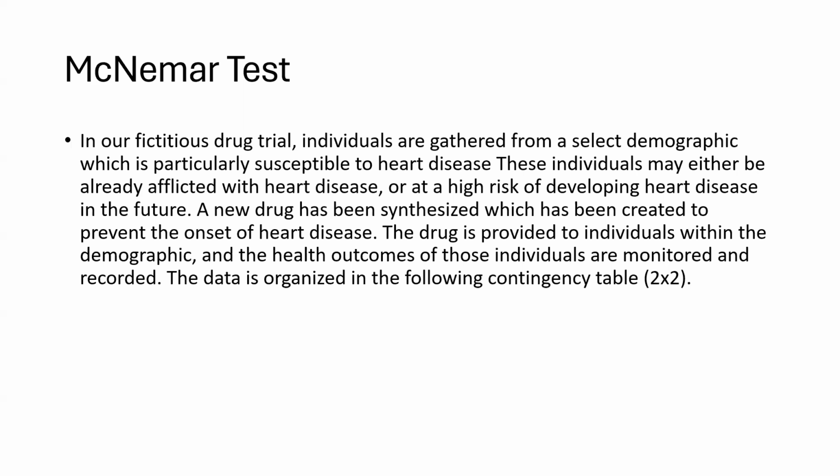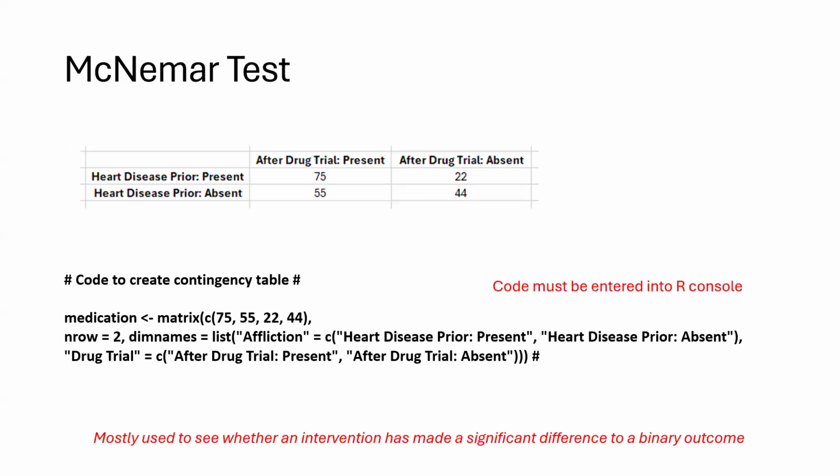In our fictitious drug trial example, individuals are gathered from a select demographic which is particularly susceptible to heart disease. These individuals may either be already afflicted with heart disease or at a high risk of developing heart disease in the future. A new drug has been synthesized which has been created to prevent the onset of heart disease. The drug is provided to individuals within the demographic, and the health outcomes of those individuals are monitored and recorded. The data is organized in the following contingency table.